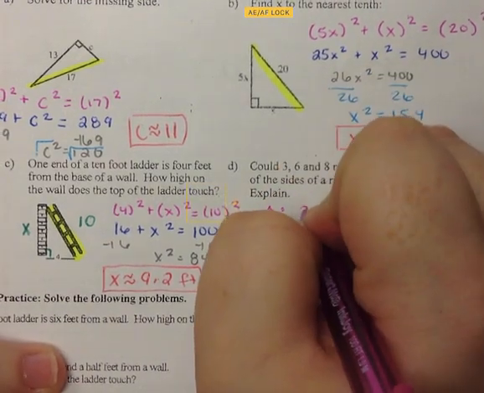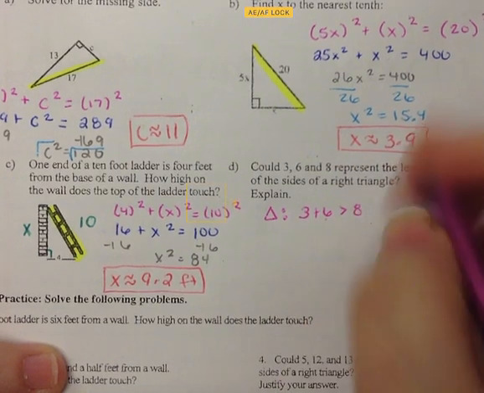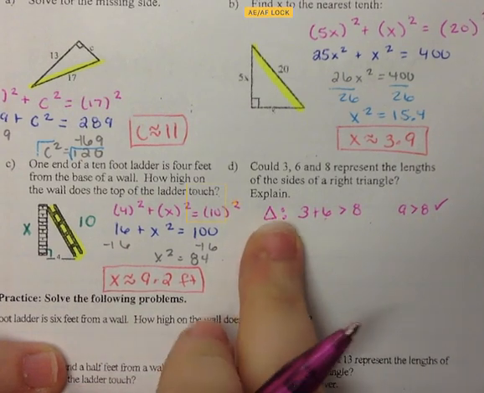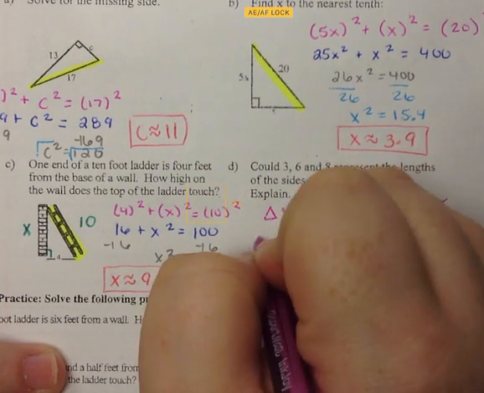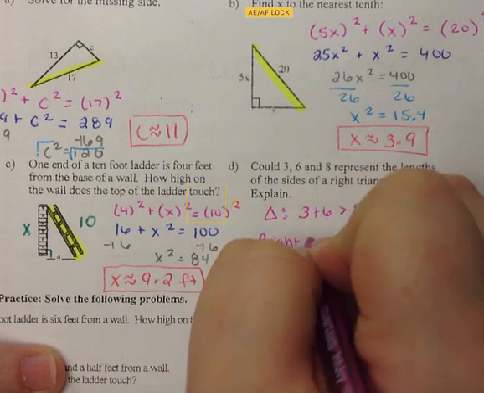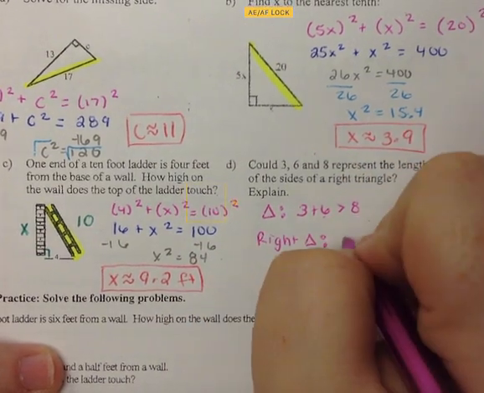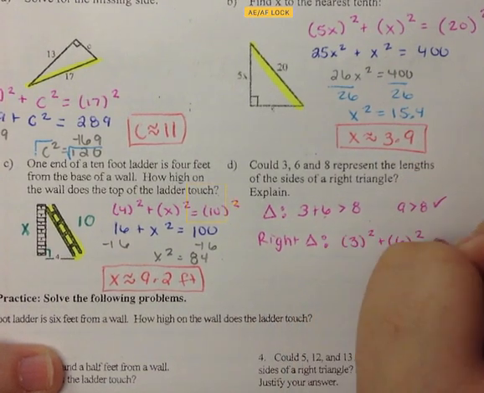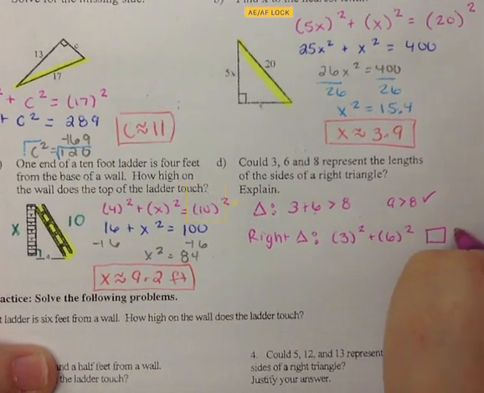So we have to see if 3 plus 6 is greater than 8. 3 plus 6 is 9, and 9 is greater than 8. So that does work, so it is a triangle. Now we can do the Pythagorean theorem to determine how they are related. So we ask ourselves, is it going to be a right triangle? We take our 2 smaller sides, 3 squared plus 6 squared, and figure out how it relates to 8 squared.